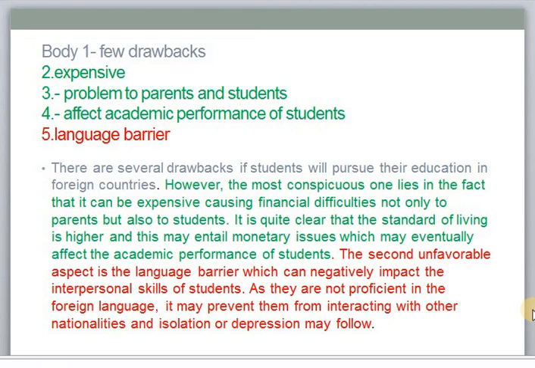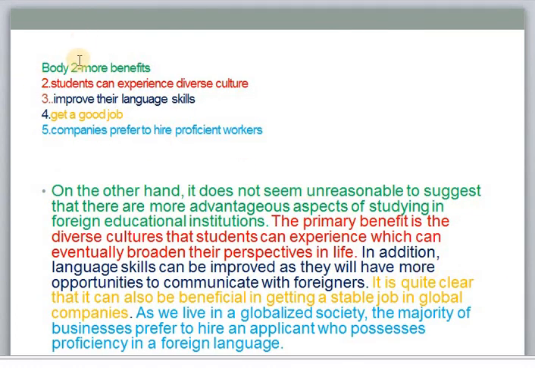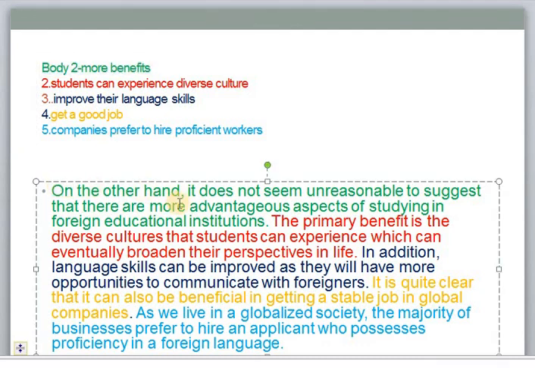Let us continue with body 2. On body 2, you will be writing the benefits, so try to make sure that you write 3 benefits since you have written 2 drawbacks in body 1. So this is the topic sentence. On the other hand, it does not seem unreasonable to suggest that there are more advantageous aspects of studying in foreign educational institutions. Instead of writing advantages, you try to write advantageous aspects. Advantage is a noun. Advantageous is an adjective. Okay, so this is the topic sentence and it's clear you are writing the benefits here or the advantages.